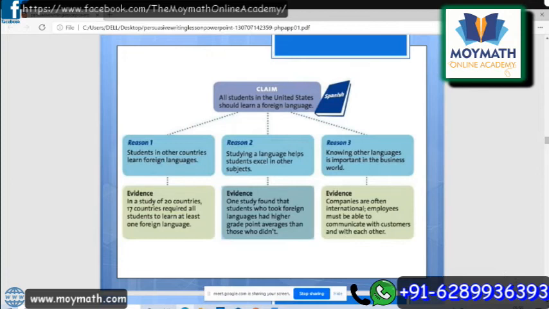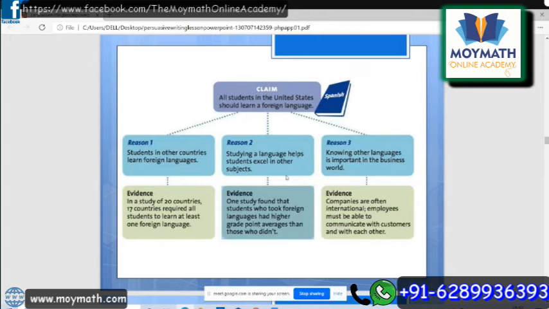This is the pattern. A claim, at least 3 reasons, and evidence. Another point I have to tell you is, in the introduction we have to make the claim. When you go for reasoning and evidence, it should be in one paragraph. Reason 1 and evidence must be in one paragraph. That is the second paragraph. Third paragraph, this should come, and in the conclusion you restate the claim.